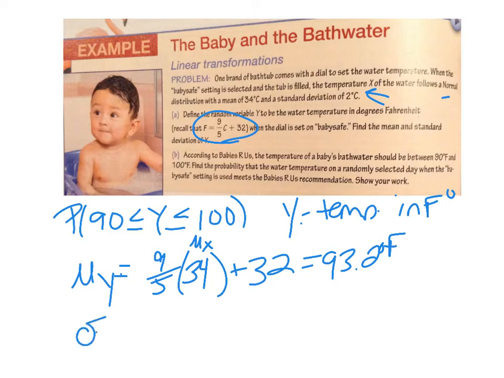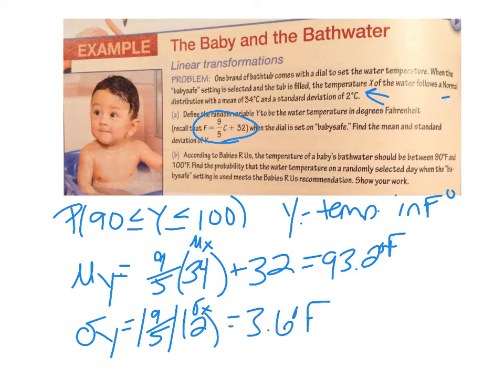Then my standard deviation for y is going to be the absolute value of the constant that I'm multiplying by, times my standard deviation of x, which is 2 degrees. So times 2 gives me 3.6 degrees Fahrenheit. Remember, I do not add or subtract the constant to a measure of spread.